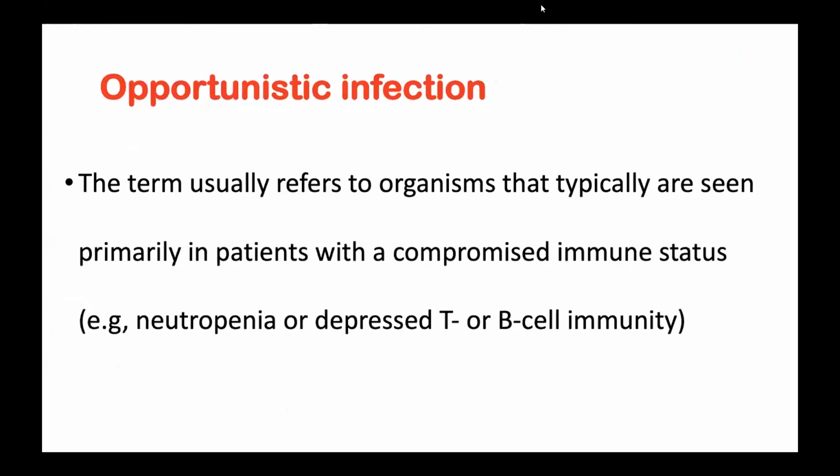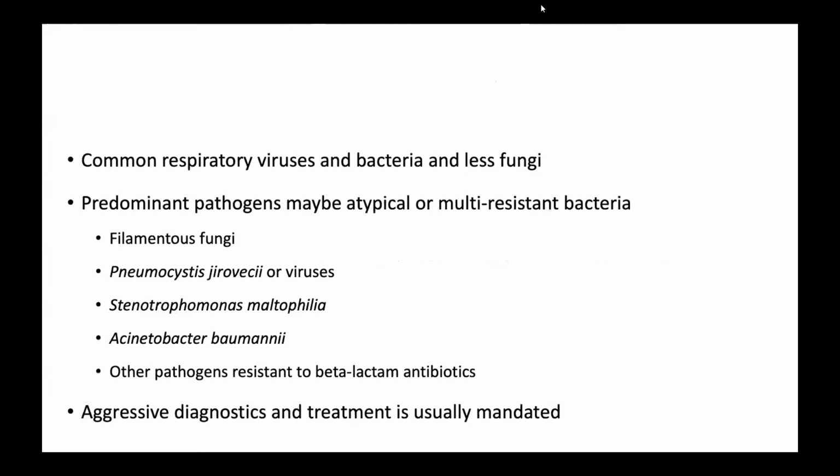We know that opportunistic infections are common in children with immunosuppressive conditions, specifically neutropenia. And of course, this is referred to as organisms that are typically seen primarily in patients with compromised immune status, such as neutropenia or decreased T and B cell immunity. Common respiratory viruses and bacteria and less commonly fungi can be seen, and there can be atypical and multi-resistant bacteria. Filamentous fungi are common, Pneumocystis jirovecii, different viruses, Staphylococcus multifiliae, resistant organisms such as Acinetobacter and other Enterobacteriaceae.